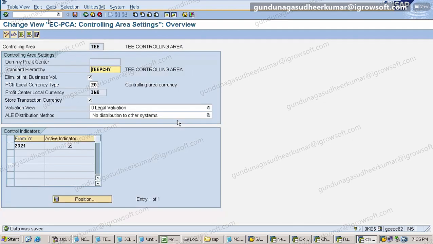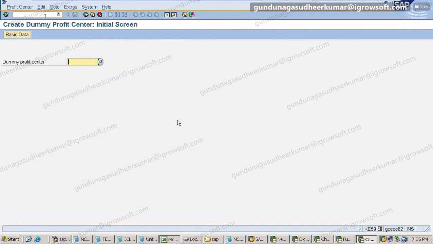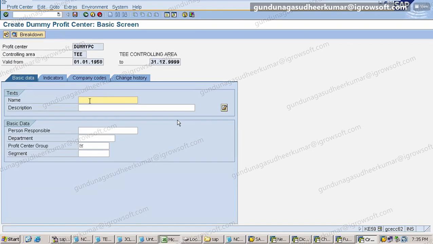So go to KE59. Okay, create. There is a separate screen to create the dummy profit center. Note down, this screen is exclusively to create the dummy profit center. Click on basic data, and here I will give my dummy profit center. This is my dummy profit center.